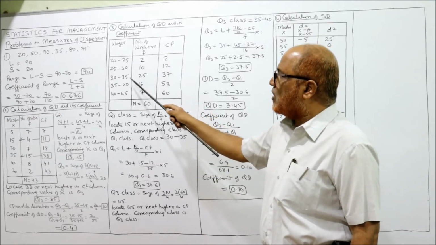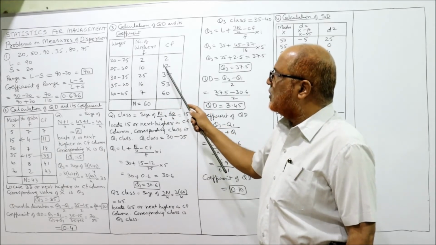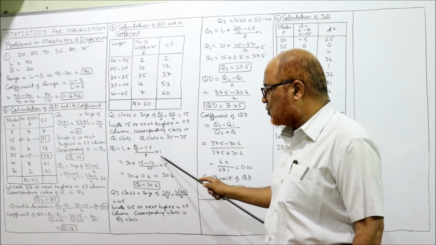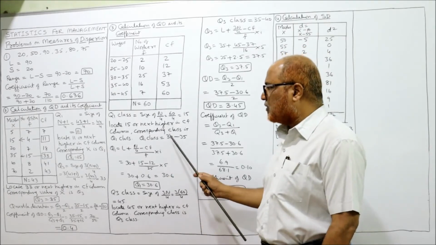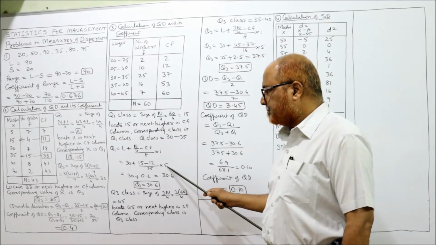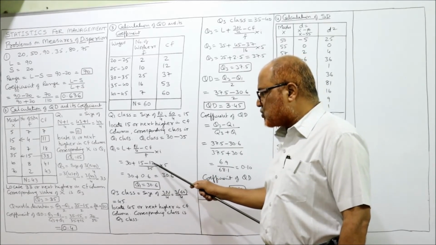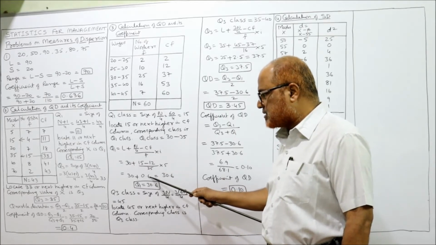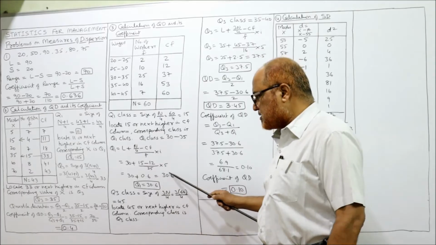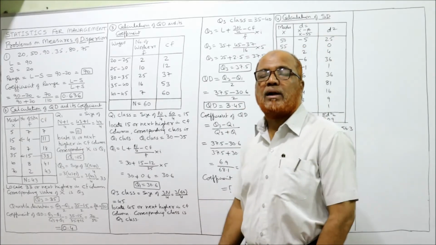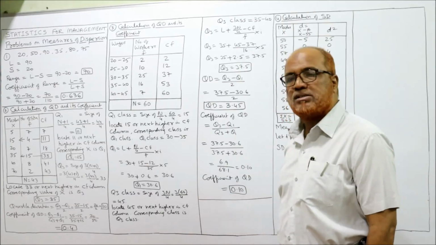And frequency of the Q1 class is 25. So 12 divided by 25 into i. i is the width of the Q1 class. What is the difference here? 5. So 15 minus 12 divided by 25 into 5. If you do, you will get 0.6. So 30 plus 0.6, 30.6. So you got one value, lower quartile Q1, 30.6.